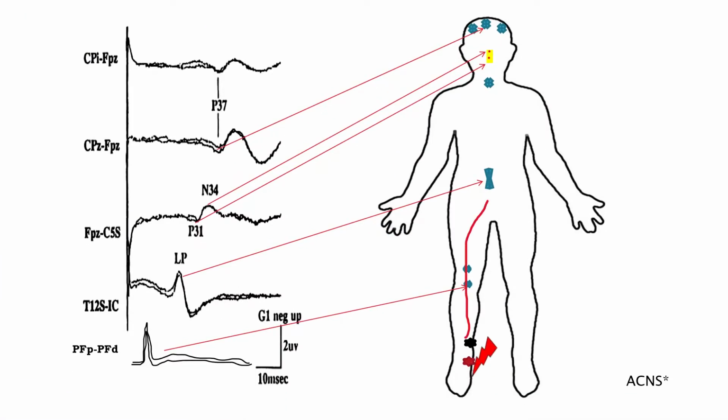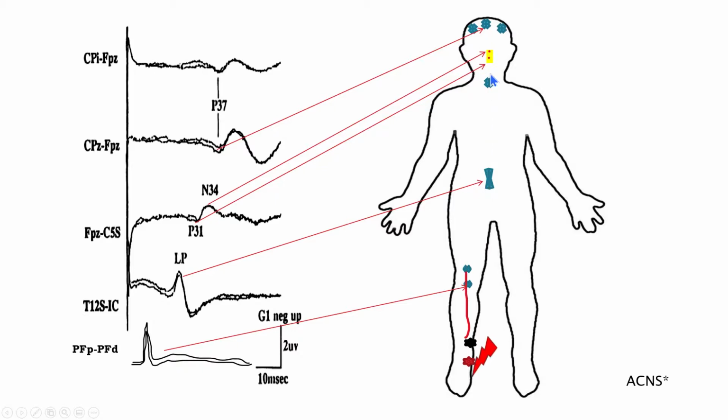And here's the ACNS picture. They didn't have the popliteal fossa in there, so I drew that in. So here's the popliteal fossa. There's that lumbar potential that we record at T12. Here's the subcortical response. Here's the lower component and the higher component of the brainstem. That's that yellow area. That's the brainstem.